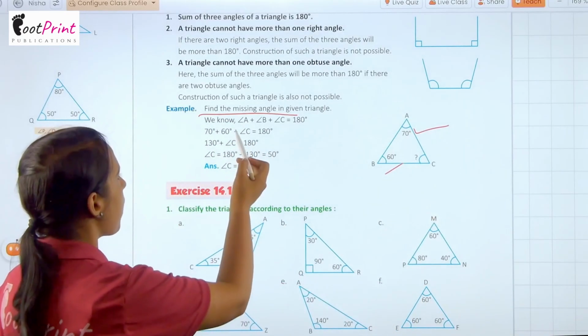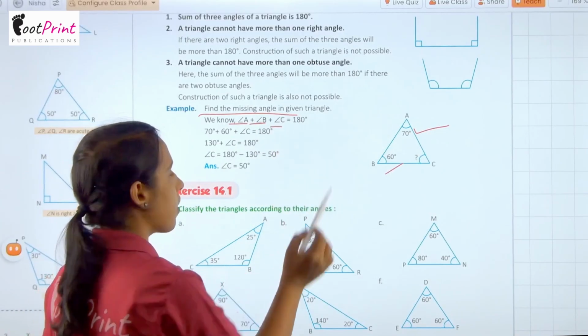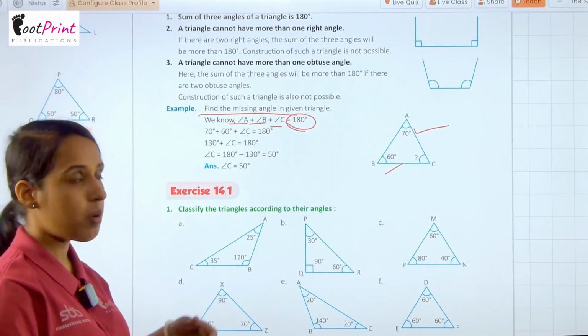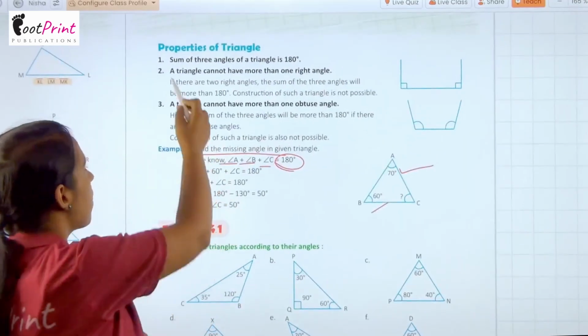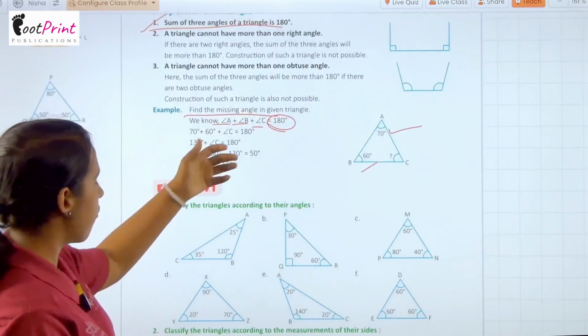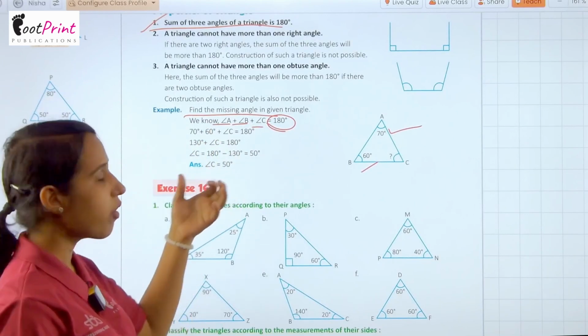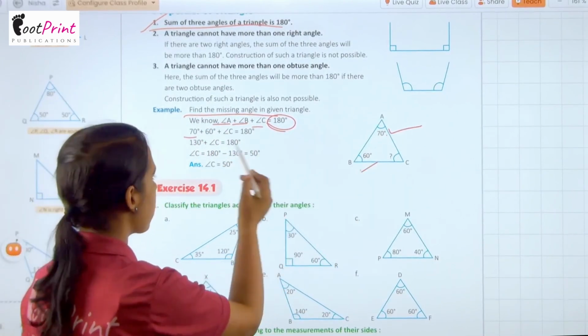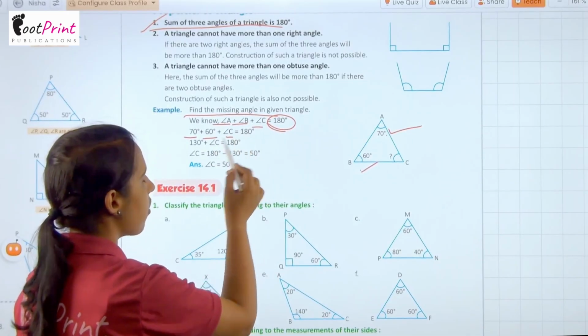As we know, angle A, angle B, angle C का sum कितना होगा? 180 degree, because it is the sum property of triangle that we learn here. Okay, so now we put the value. Angle A is equals to 70 degree, angle B 60 degree, and then angle C we have to find out.